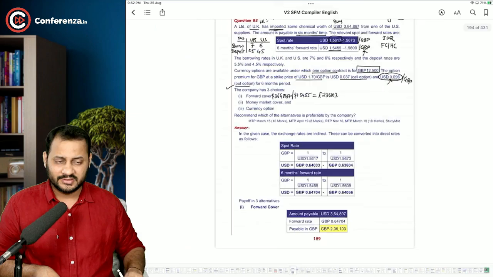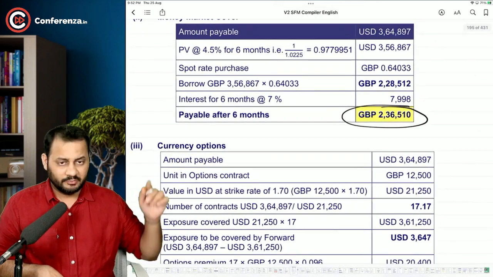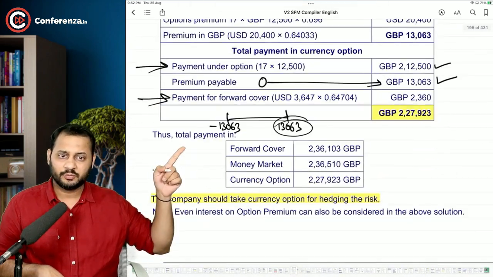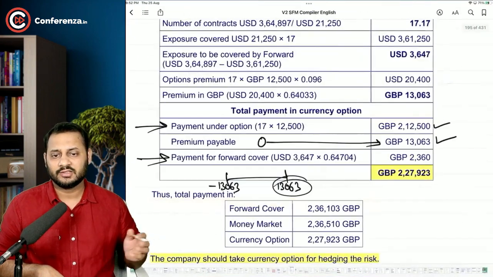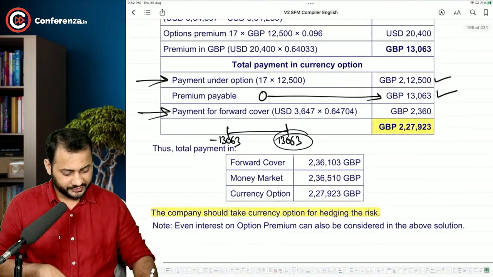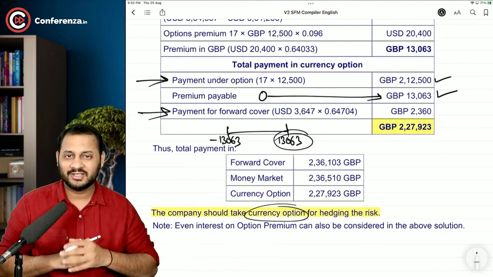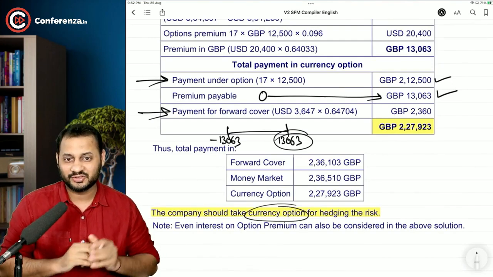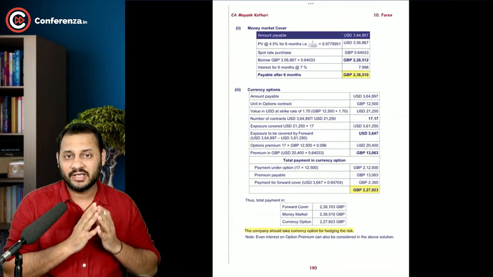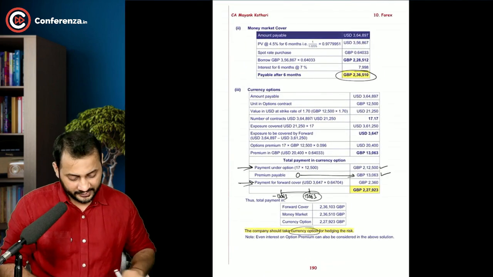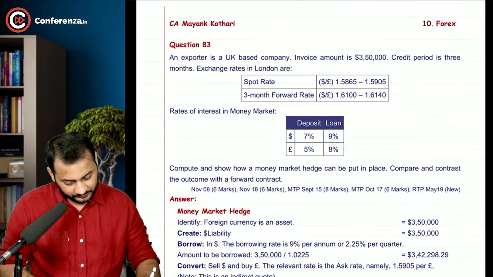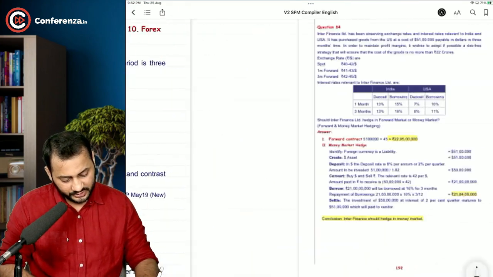Forward gives you 236. Money market also gives you 236, and the option gives you 227, or we can say 228. And we will go with the option hedging. So it was worth doing all the calculations for option contract because of the least payment in that we can hedge this foreign currency payable through option contract. That's good, sir. Now this is a normal question.